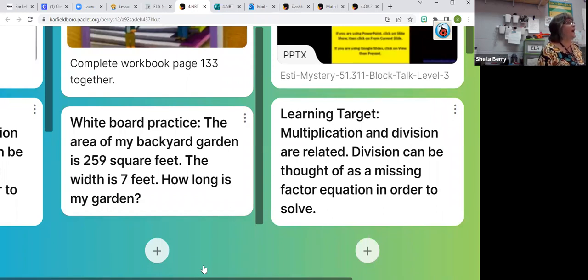So we have a garden that is 259 square feet. So when we talk about area, it's always in square feet. And the width is 7 feet.